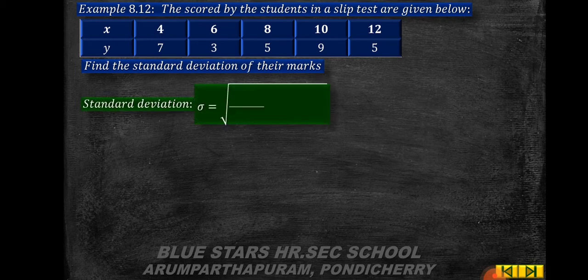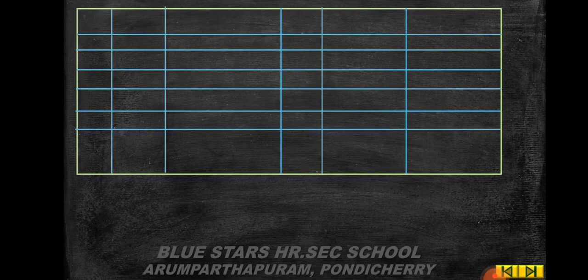So standard deviation sigma is equal to root of summation Fi di square by N minus summation Fi di by capital N the whole square. Here N is nothing but summation Fi. So put the tabular column, write the values of xi as 4, 6, 8, 10, 12, and Fi as 7, 3, 5, 9, 5. di is equal to x minus a, here a is 8, which is equal to x minus 8.